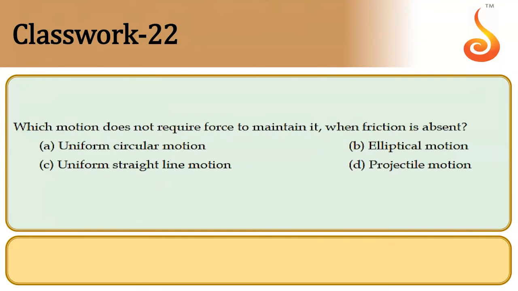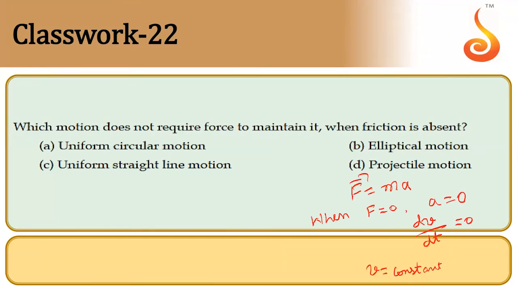Which motion does not require force to maintain it when friction is absent? Uniform circular motion, elliptical motion, uniform straight line motion, projectile motion. So in the absence of friction and any other force, which motion is possible? See, from Newton's second law we have F equals ma. When F is equal to 0, a is equal to 0. Acceleration is 0 means dv by dt equals 0. So velocity is constant.